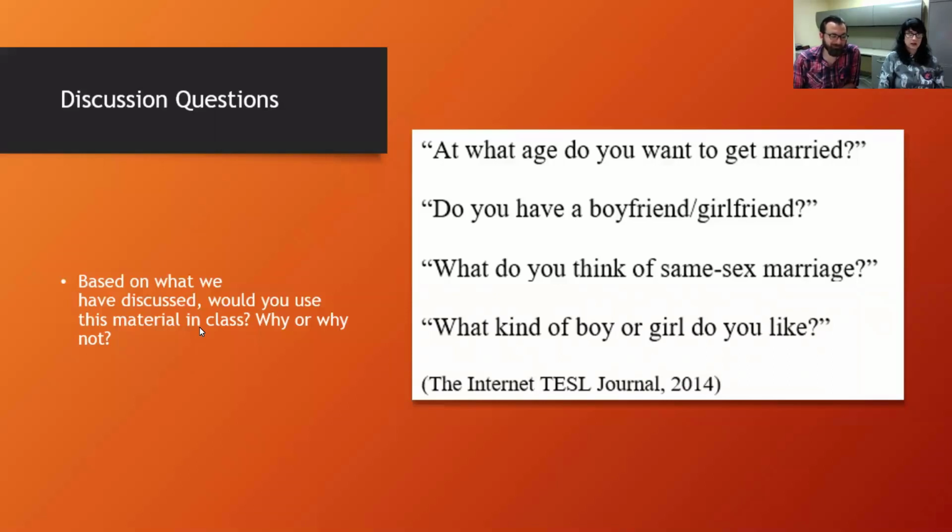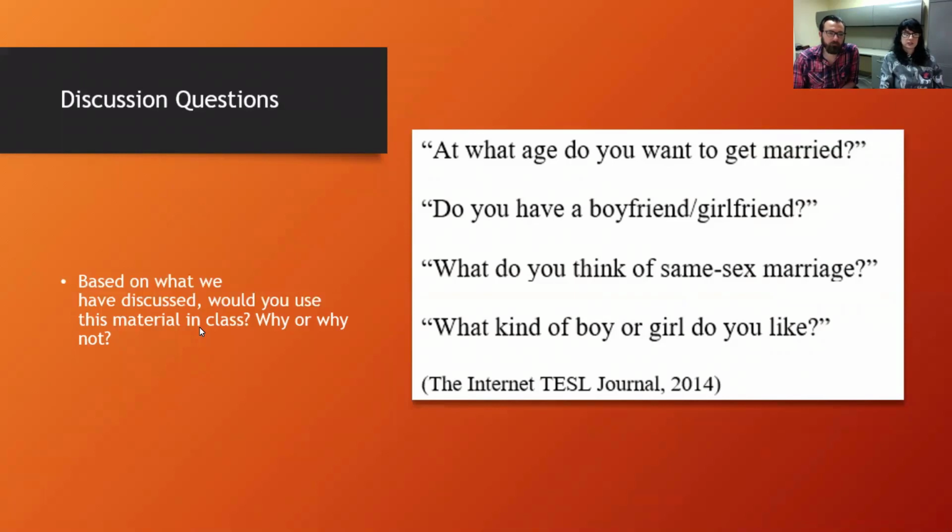Okay, so the first one, at what age do you want to get married? There's an assumption here that students do want to get married. Number 2, do you have a boyfriend or girlfriend? This is the kind of question we're talking about when we're talking about questions that cause you to out yourself. So, do you have a boyfriend or girlfriend?